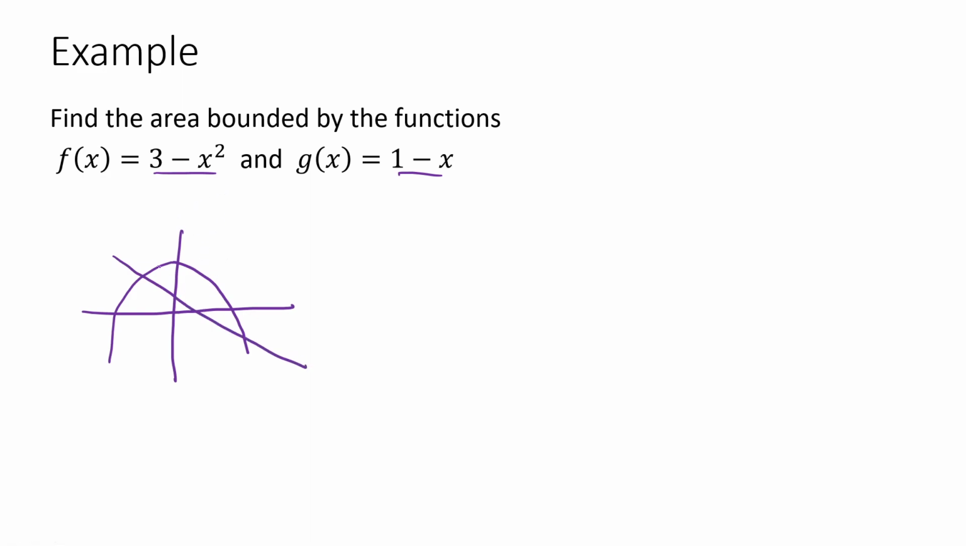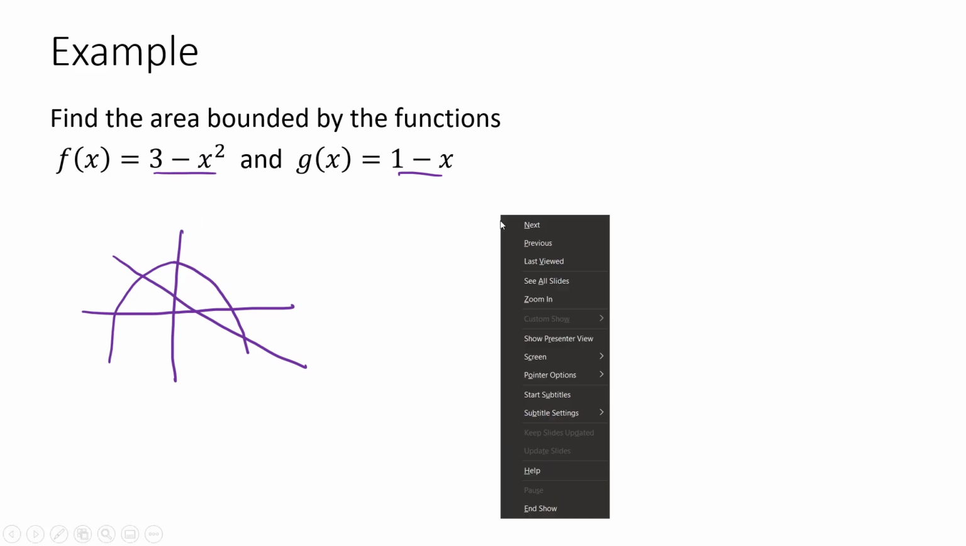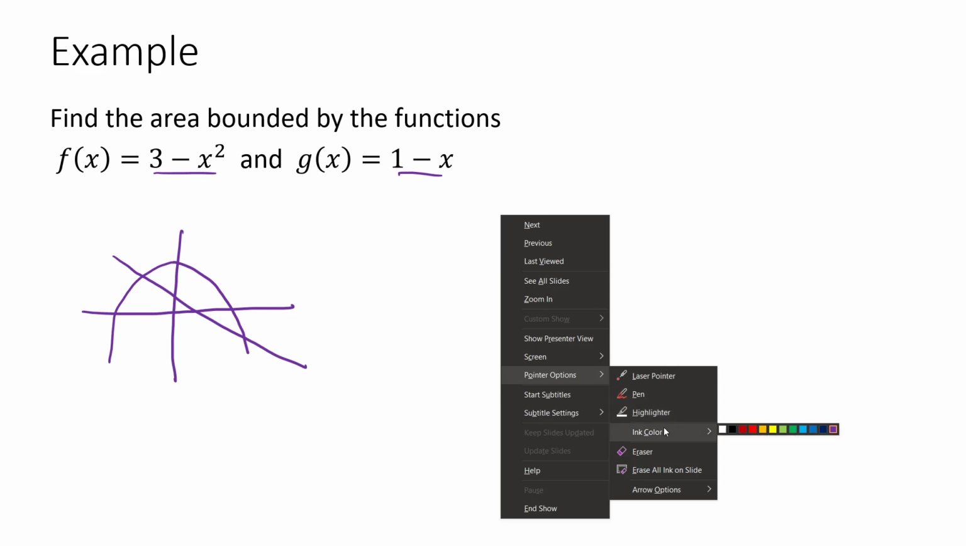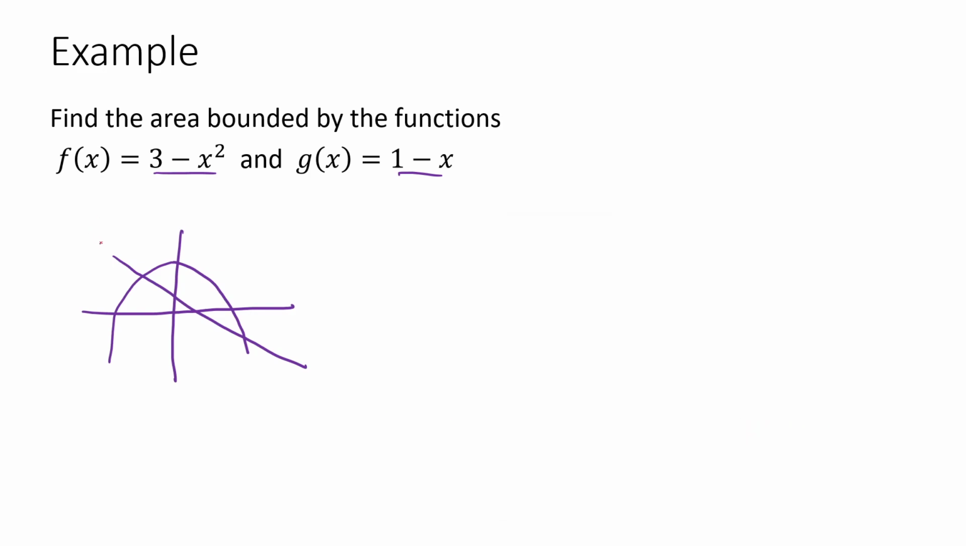All right, and so, when we say the area bounded by these functions, we mean, let me get a different color, we mean like this area right here. So the stuff in between the two functions. Well, it's easy enough to see which one's on top, right? The parabola is on top, and the linear function is on the bottom.